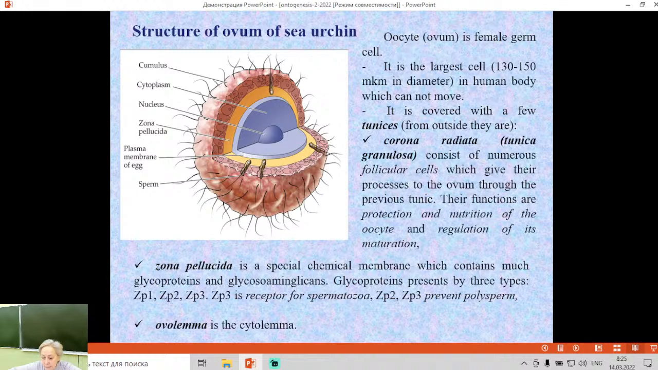Zona pellucida is a special chemical membrane which contains much glycoproteins, glycosaminoglycans. Glycoproteins are present by three types: ZP1, ZP2, ZP3. ZP3 is receptive for spermatozoa. ZP2 and ZP3 prevent polyspermy. And on the surface of the oocyte, you can see the plasma membrane called ovolemma.